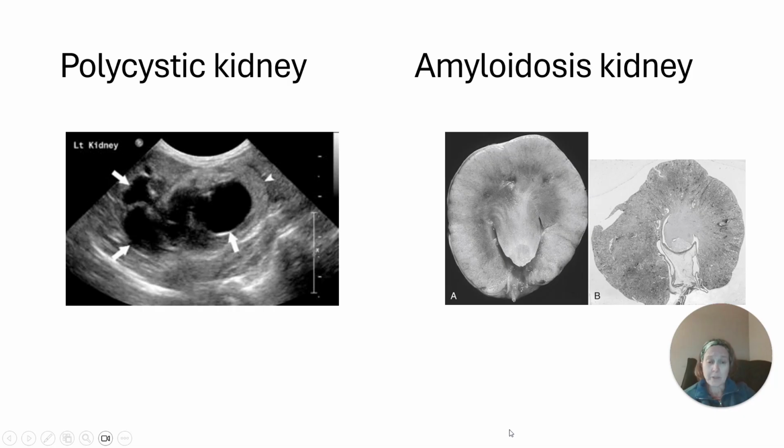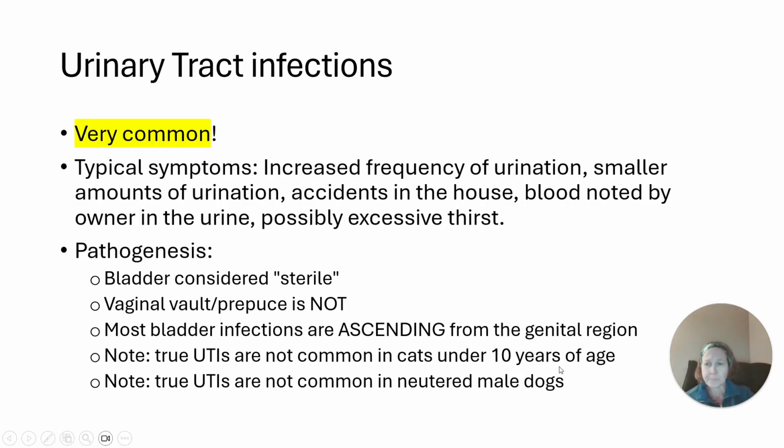Let me move my slide. There we go. All right, so on the left side here, we have an image of a polycystic kidney, so you cannot see any normal renal architecture or structure, so there's multiple cysts within the kidney. On the right-hand side here, these are kidneys that have been affected by amyloidosis. So again, you can see a lot of that normal architecture as far as the renal pelvis is kind of absent. There's lack of distinction between the renal cortex and the renal medulla.